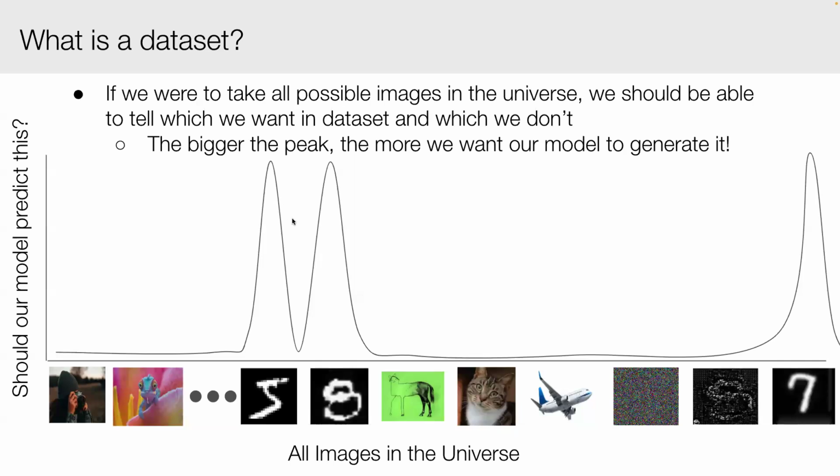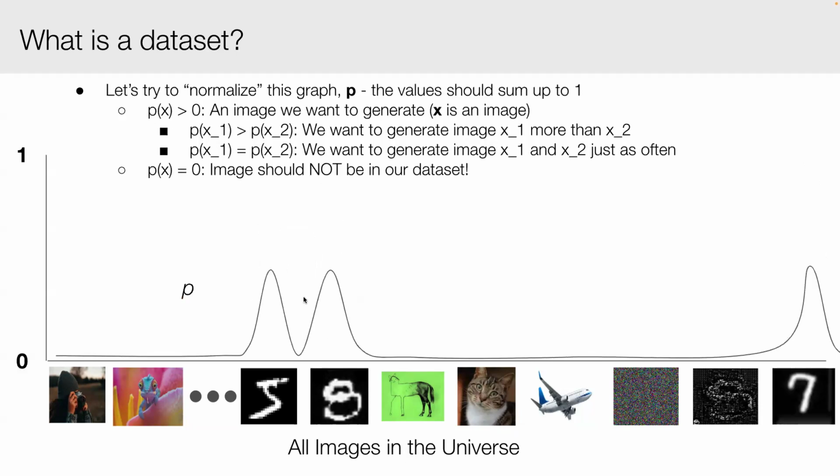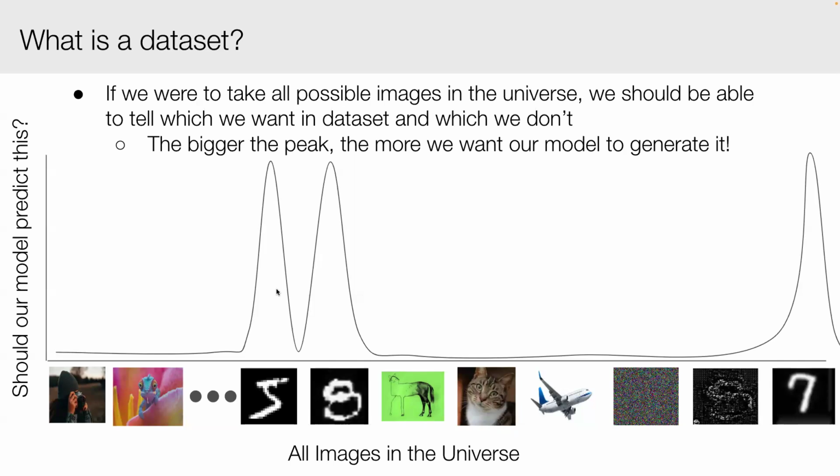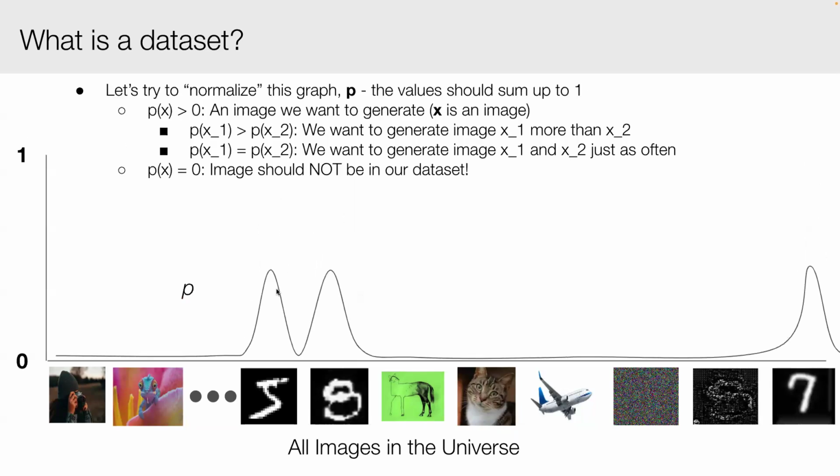So again, if we want a generator that could generate images, we would want it to pick an image of a number, as opposed to an image of a cat or something. Now, obviously, there's no conceivable way. Oh, sorry, before that, we can think of this graph as a probability distribution.